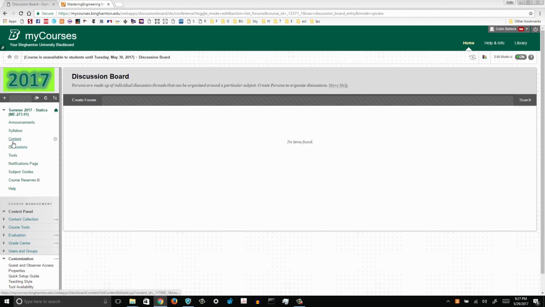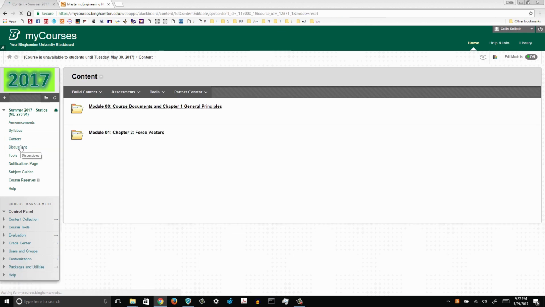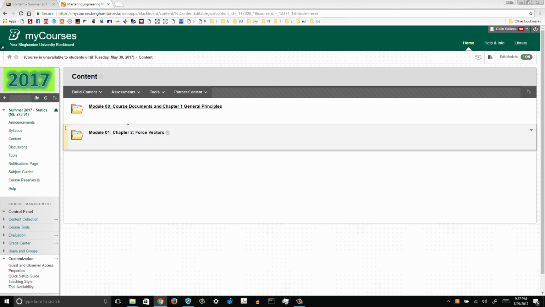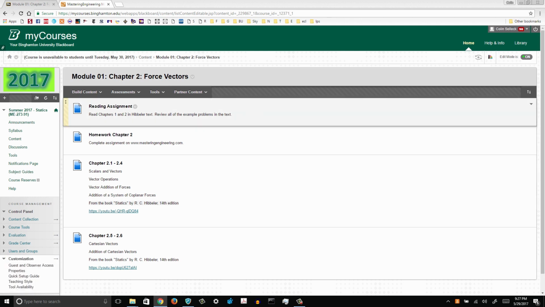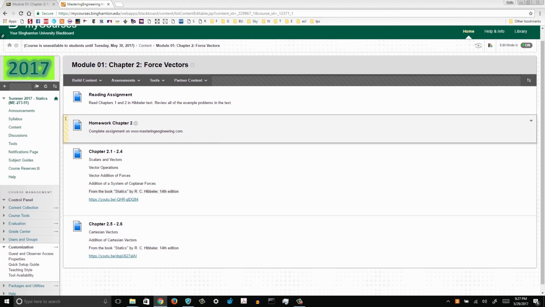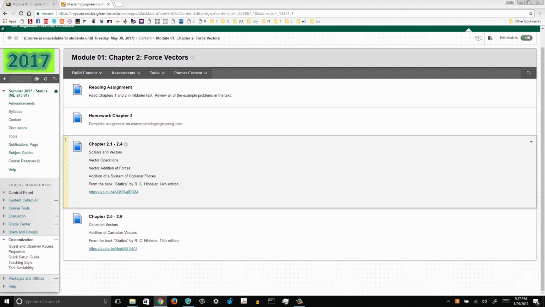The meat of the course is in the content section. I'll have all the modules in here eventually, but let's just open up Module 01. There's always a reading assignment, and again, I encourage you, please do the reading assignment before you look at the video lectures. There'll be a homework assignment, which will just refer you to Mastering Engineering, and for each lecture I have an entry here, and they're all on YouTube. The videos are on YouTube, so you can just click the link.